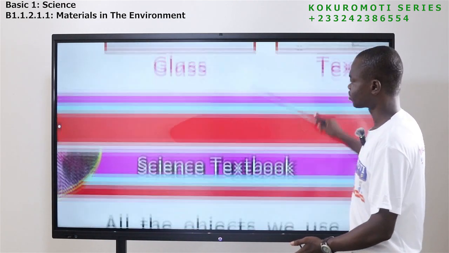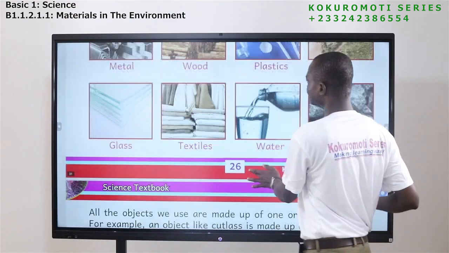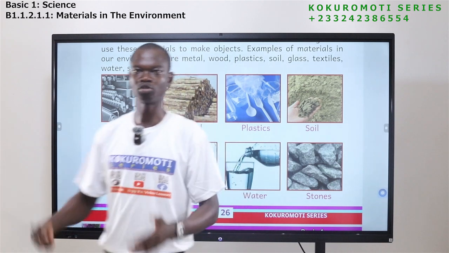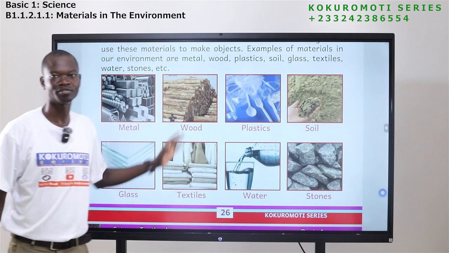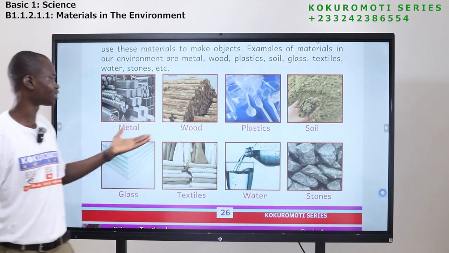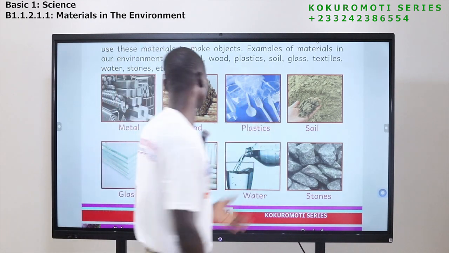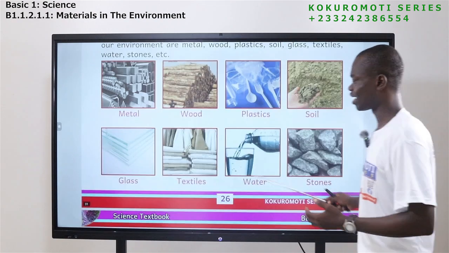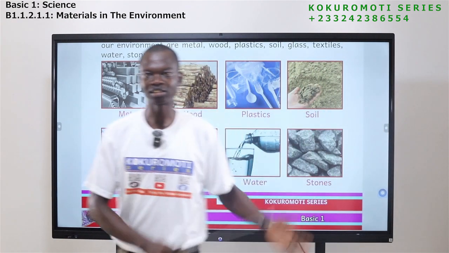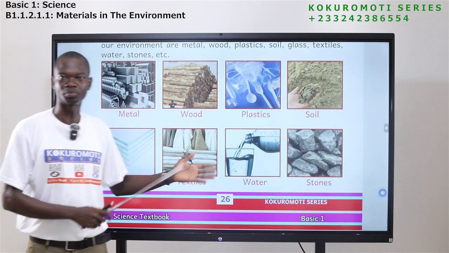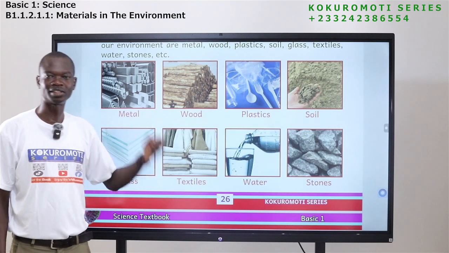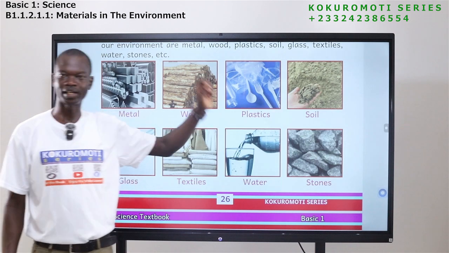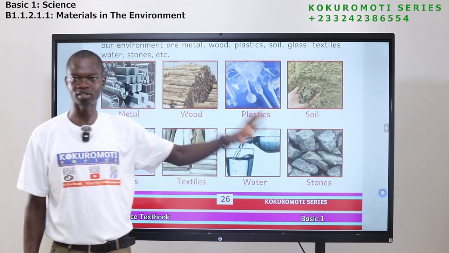A material. Okay, so when you talk of materials, they are things that are used to make objects, and all these things are in the environment that we live in. We have metal, wood, plastic, soil, grass, textile, water, stone, and other ones. There are many, but these are the few that we are supposed to know. So anytime you hear about materials, please don't be thinking about what the tailor or the seamstress works on.